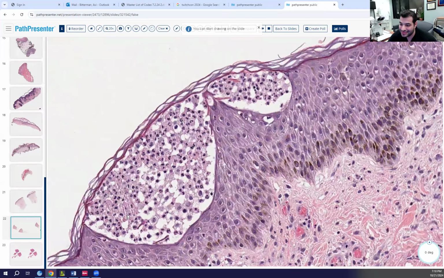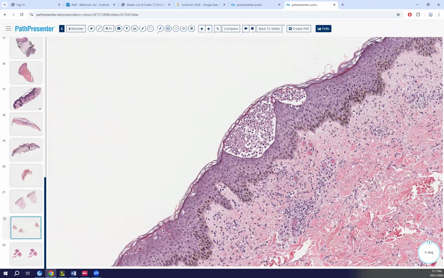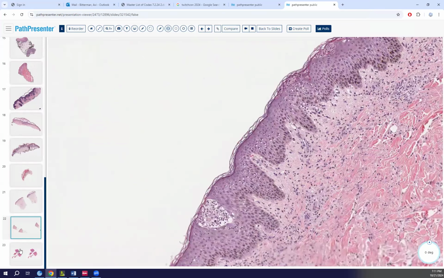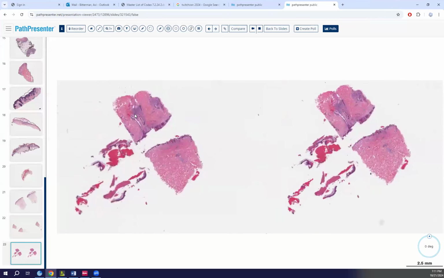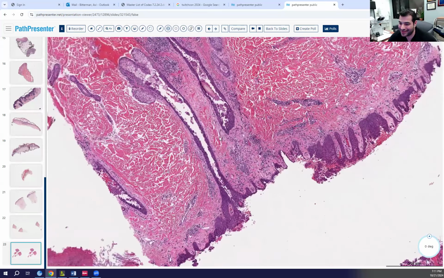So eosinophils in the infiltrate and subcorneal. Remember, the answer's on the slide. Don't think about the chapter. Subcorneal pustule plus eosinophils. Is it AGEP? AGEP, yes. And then ending on our classic, just to show you the hair follicle involvement.